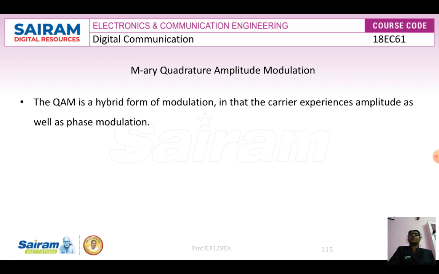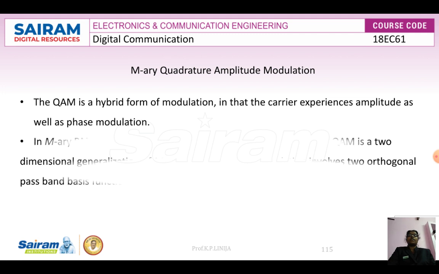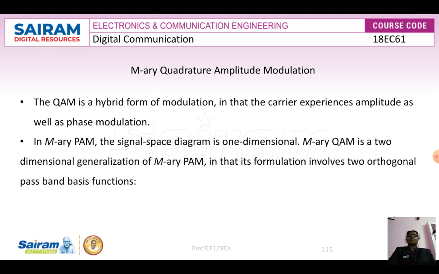Quadrature amplitude modulation is a hybrid form of modulation. In that, the carrier experiences amplitude as well as phase modulation. In M-ary pulse amplitude modulation, the signal space diagram is one-dimensional, but M-ary QAM is a two-dimensional generalization of M-ary PAM. So the formulation will involve two orthogonal passband basis functions in M-ary QAM.